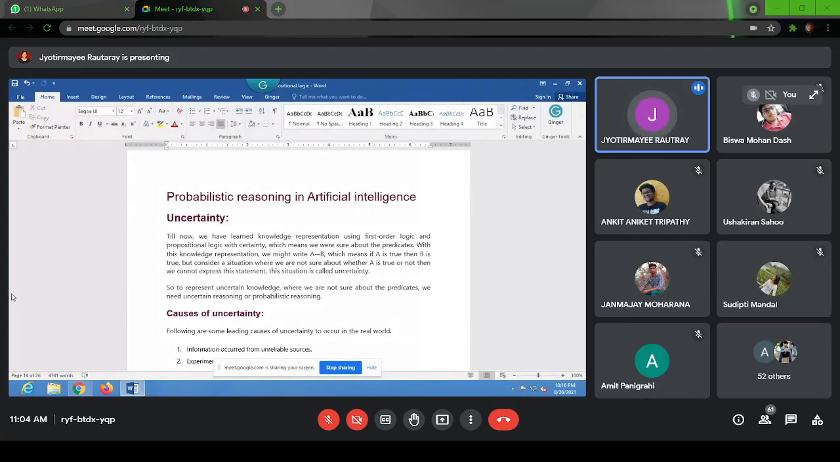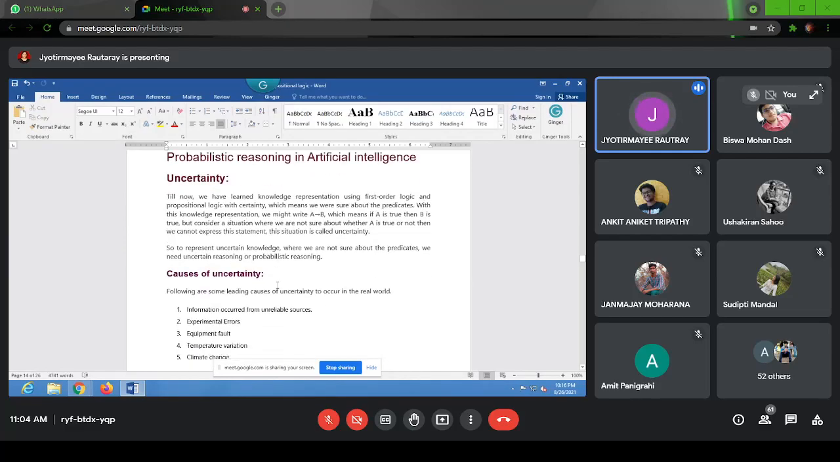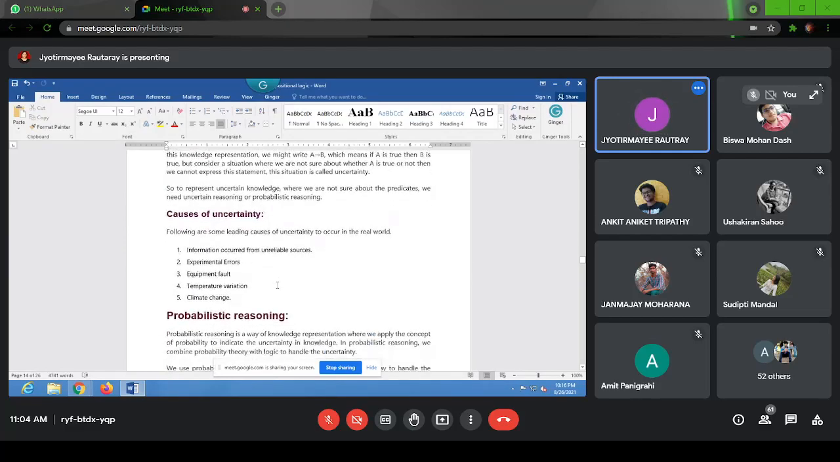We have seen first order logic and propositional logic, where predicates were being used. In that case, we knew the knowledge. Those are the types of knowledge representation. But in case of probability, if we are not certain about a knowledge, probability will be used. Suppose uncertainty happens due to experimental error, temperature variation, climate change.